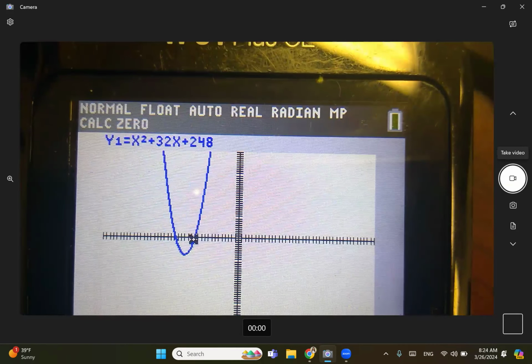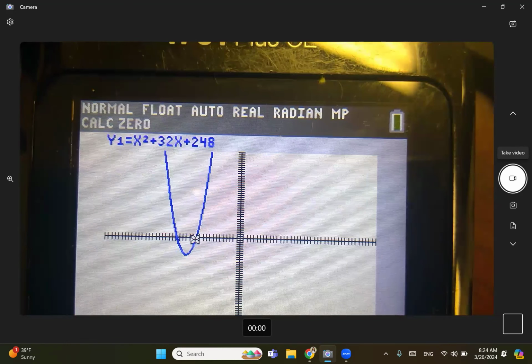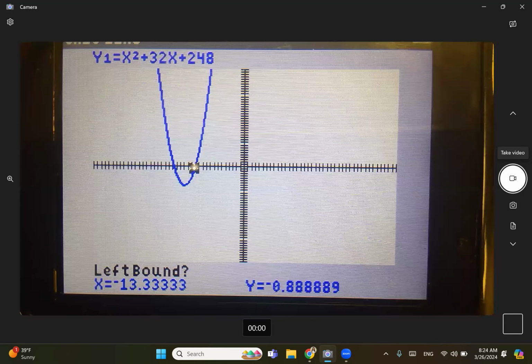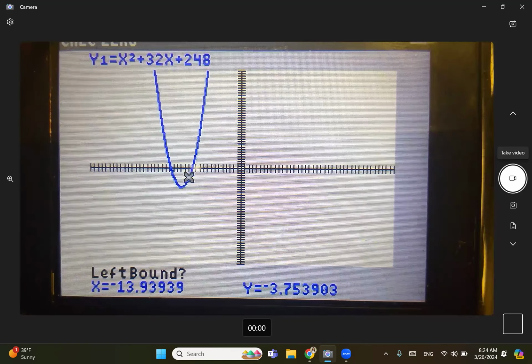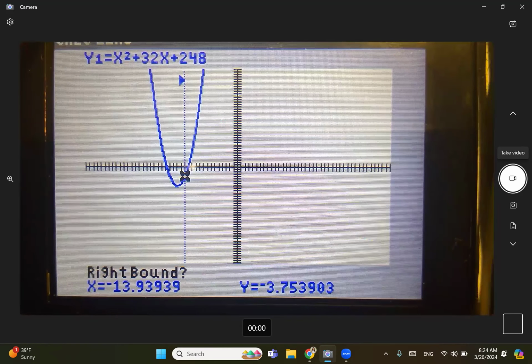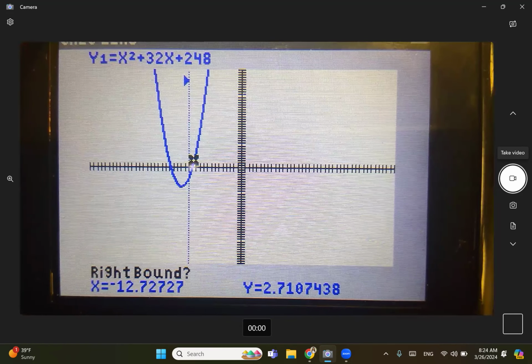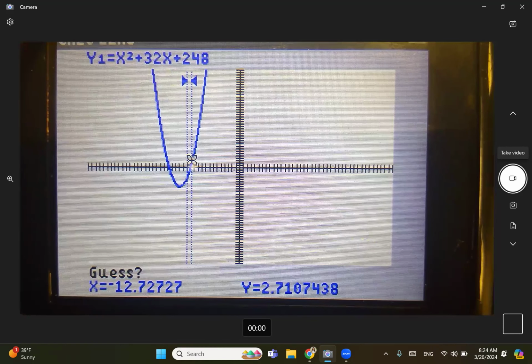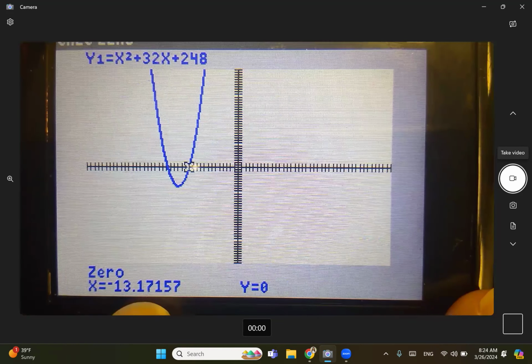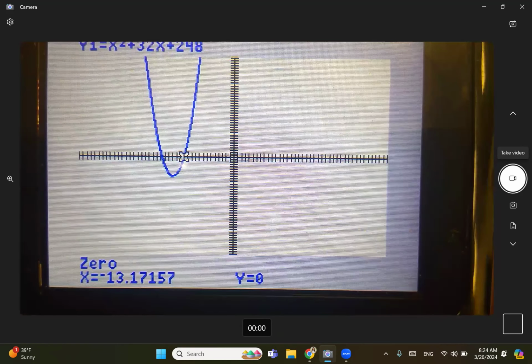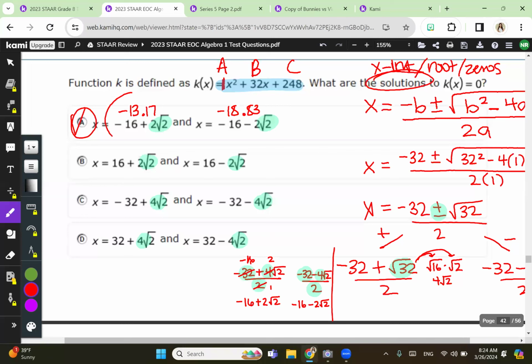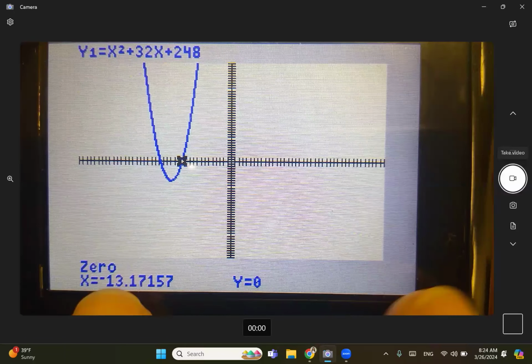Oh, there it is. Okay, now I get it as close as I can to the x-intercept. And now the question on the screen says left bound. So you press the left arrow and it'll go down. Then you go back to the x-intercept, move to the right, and there's one of your zeros, negative 13.17, which is this zero right here. See that? You can do the same for the other one.